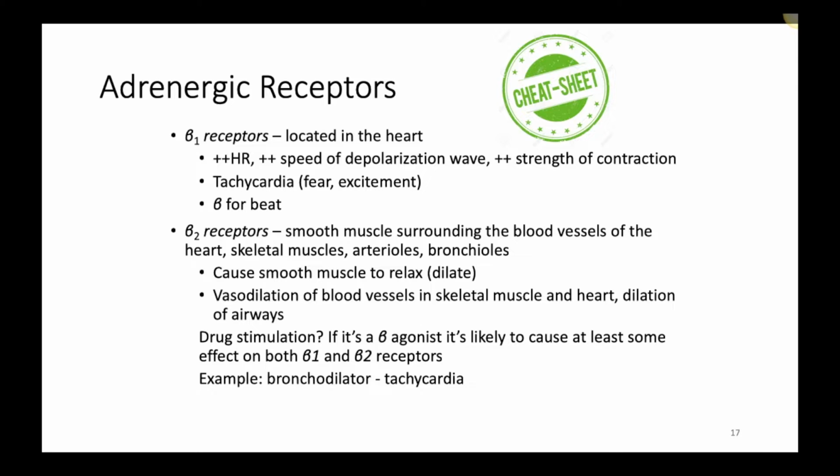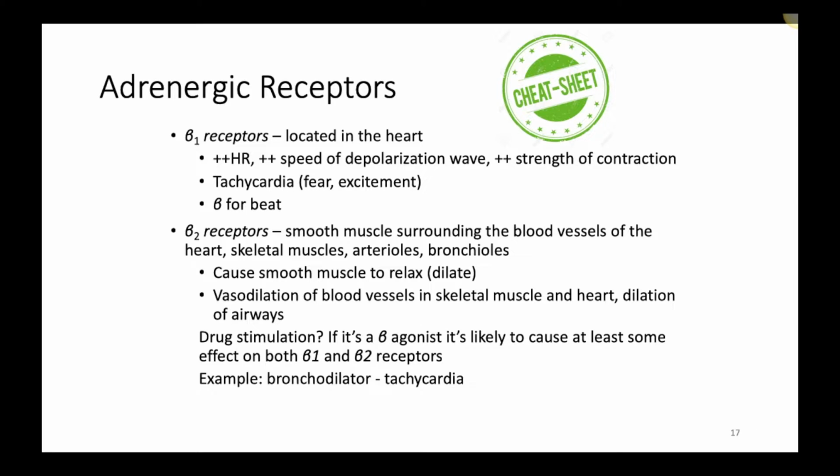Memory tools. Beta 2 receptors are found in smooth muscles surrounding the blood vessels of the heart, skeletal muscles, arterioles, and the terminal bronchioles in the lungs. When stimulated, beta 2 adrenergic receptors cause smooth muscle to relax, so to dilate. Therefore, beta 2 receptor stimulation causes dilation of blood vessels in the skeletal muscle and the heart, so it causes vasodilation overall, and dilation of airways in the lungs, so bronchodilation.